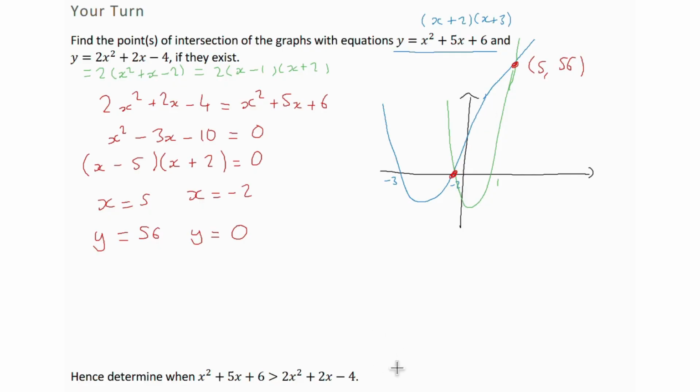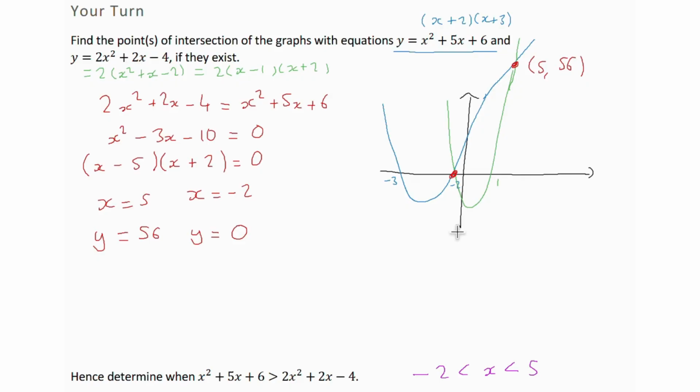So to answer this, the solution is going to be between minus 2, not going to include it, and 5. When x is between minus 2 and 5, not inclusive, because this is not inclusive, the blue graph is bigger than the green graph.